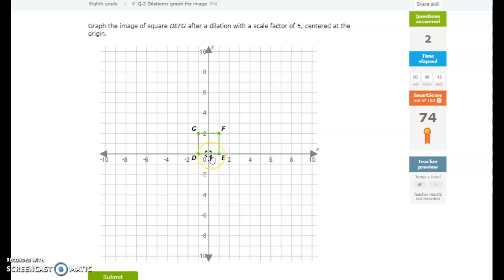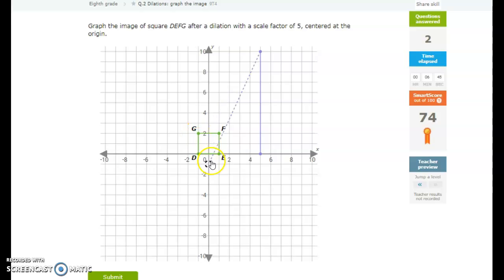Point E is at the point we went up 0 over 1. If I take each of those numbers times 5, up 0, 0 times 5 would be 0. 1 times 5 would be 5. We'll go over to 5. Right? Let's look at point F. Point F went up 2 over 1. I take each of those numbers times 5, so now I need to go up 10. And instead of over 1, 1 times 5 would be 5, over to 5.